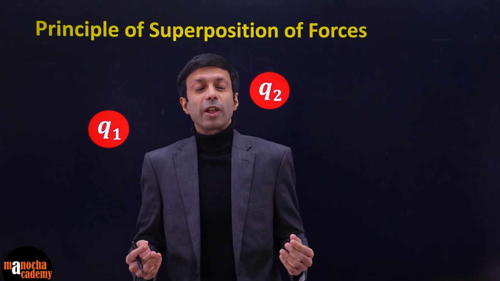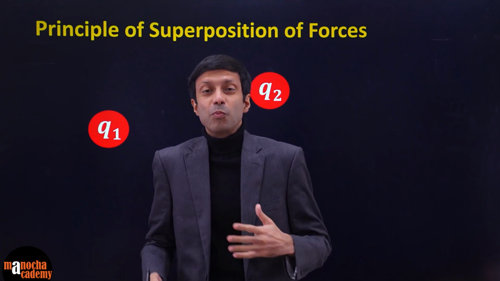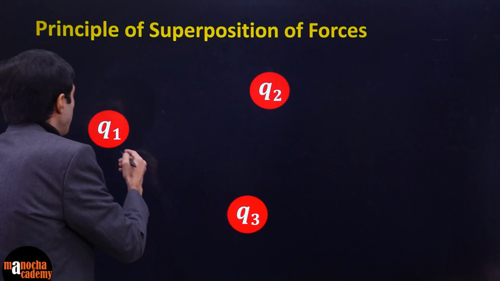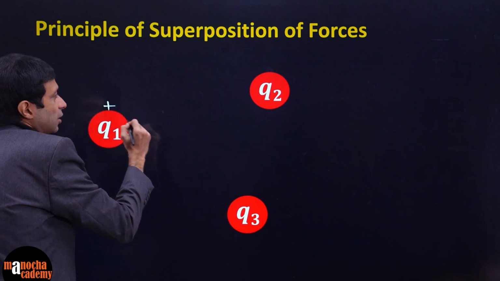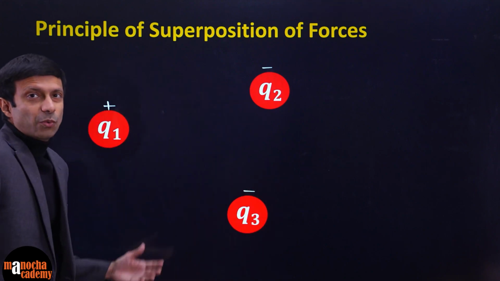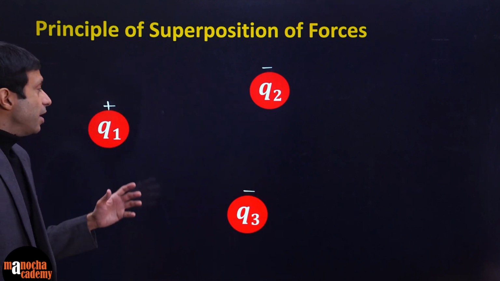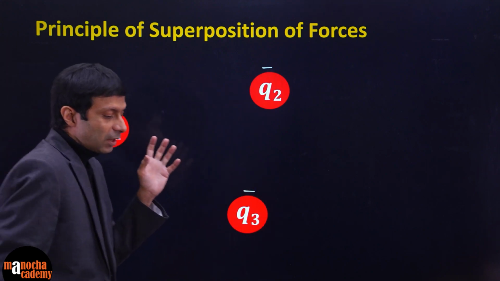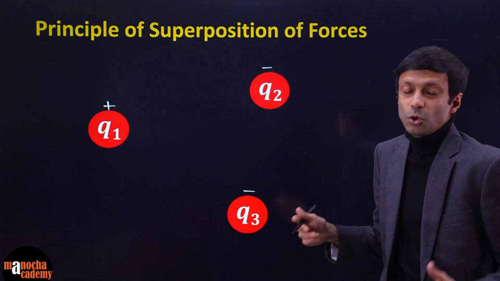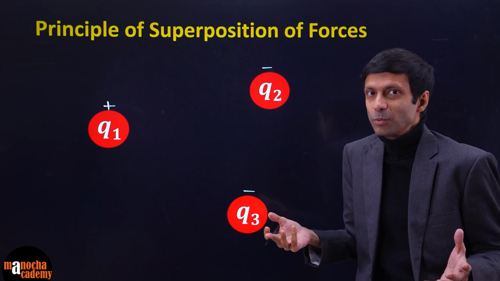Till now, we have been talking about two charges, but what if you have three charges? So if you have a situation like this, where let's say Q1 is a positive charge and we have two charges, Q2 and Q3, which are both negative. Now, let's say I want to find what is the force on Q1 due to these two charges. So how do I calculate it? Can I apply Coulomb's law?